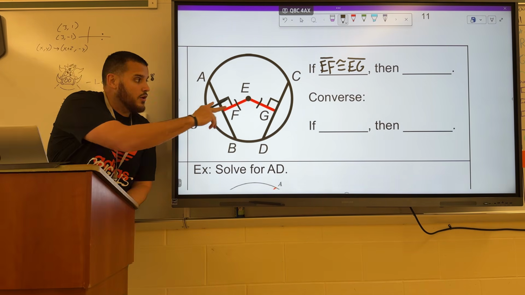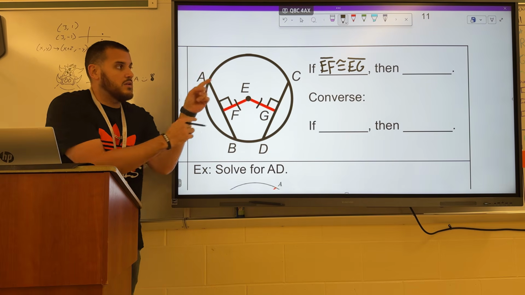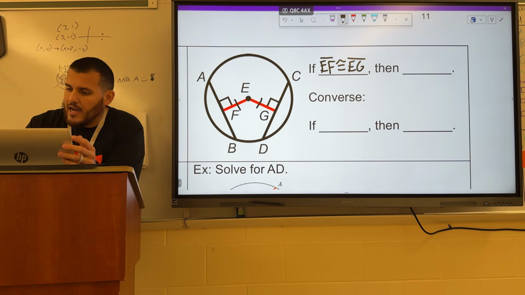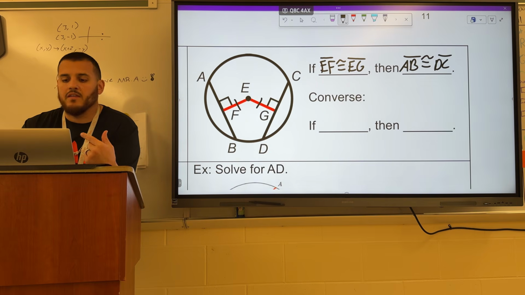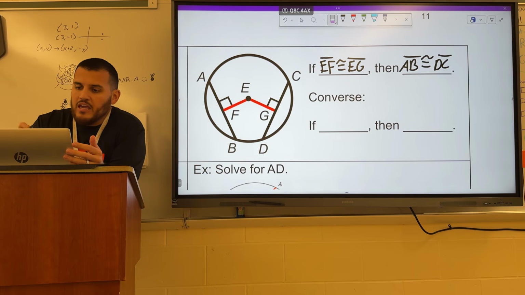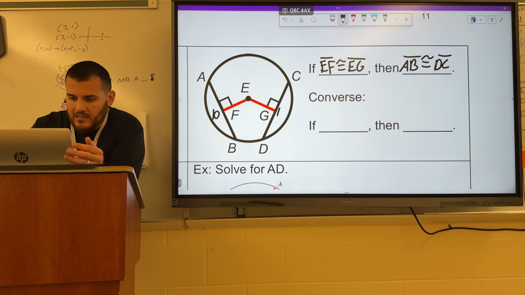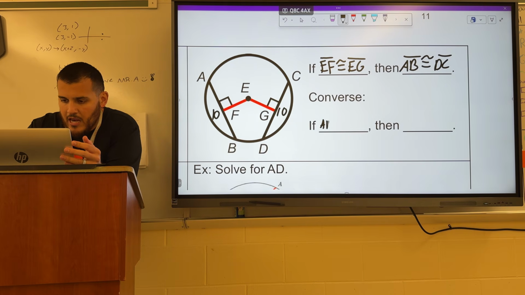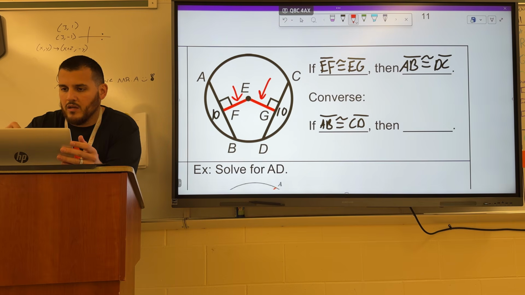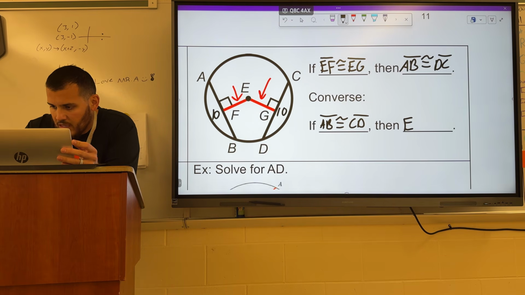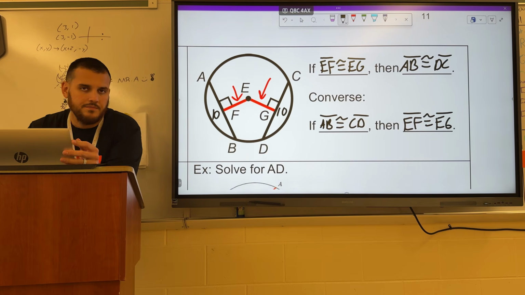So if I know those distances are congruent from the chord to the center, okay, then I would know that chord AB must be congruent to chord DC. Okay, and then the converse of that is also true. If I knew that AB was 10 and DC was 10, in other words, if I knew that AB was congruent to CD, then that means those distances must be congruent to each other. They have to be equidistant from the center, so that would mean that EF is congruent to EG.